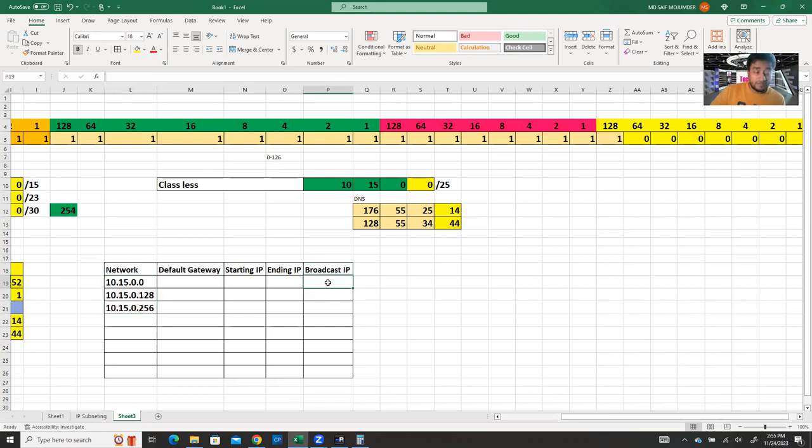So the first broadcast IP, you need to look for your second network. So the second network is 128, right? So the previous number of your second network will be your broadcast. So what is your second network? It is 128, right? So the previous number, that means what? 127. This is the previous number, right?